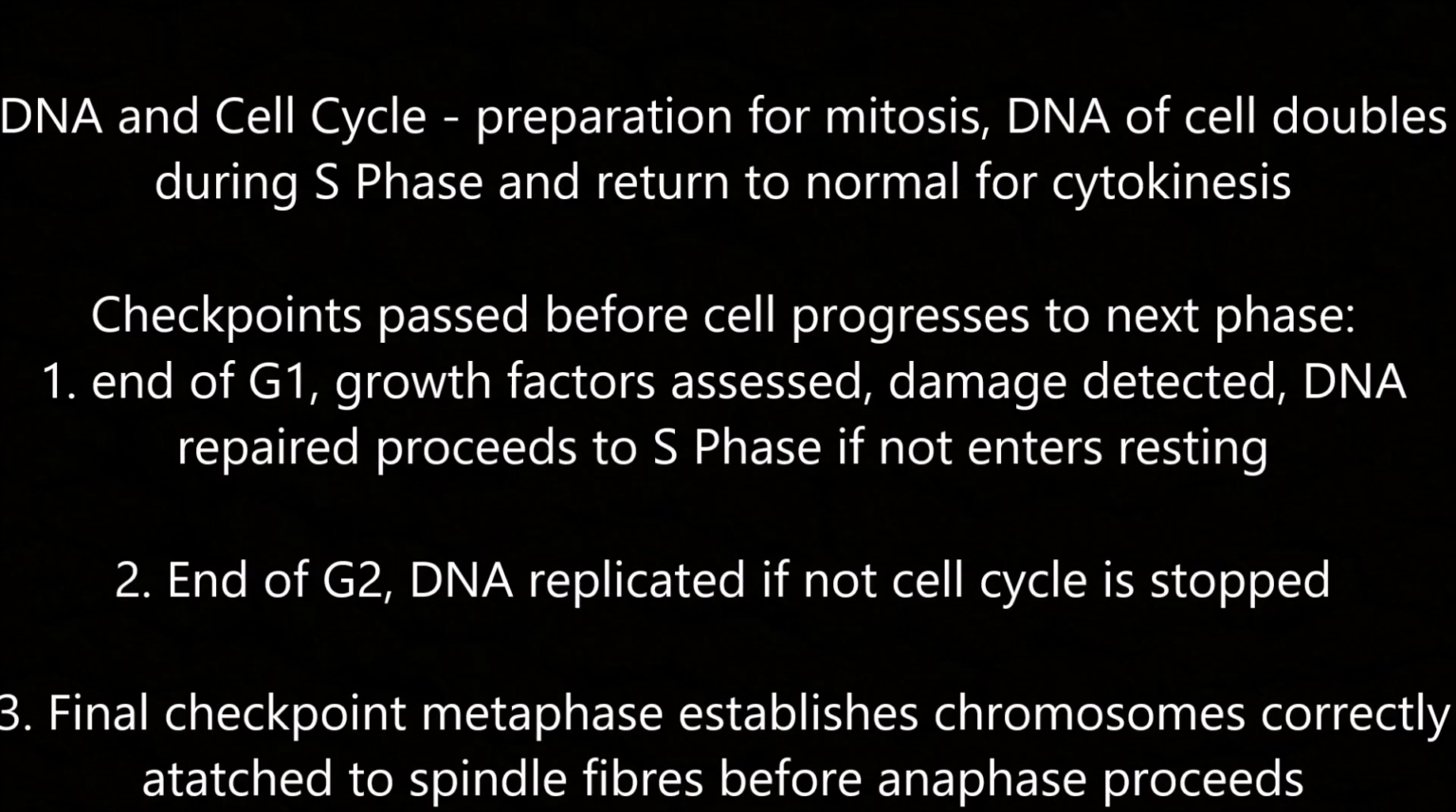DNA and the cell cycle. In preparation for mitosis, the DNA of the cell doubles during the S phase but returns to normal for cytokinesis. Checkpoints must be passed before the cell progresses to the next phase. At the end of G1, growth factors are assessed and damage is detected; if the DNA is repaired, the cell proceeds to the S phase, but if not, it enters a resting state. At the end of G2, the DNA is checked to see if it has replicated. If not, the cell cycle is stopped. The final checkpoint is at metaphase, which establishes that the chromosomes are correctly attached to the spindle fibers before anaphase proceeds.